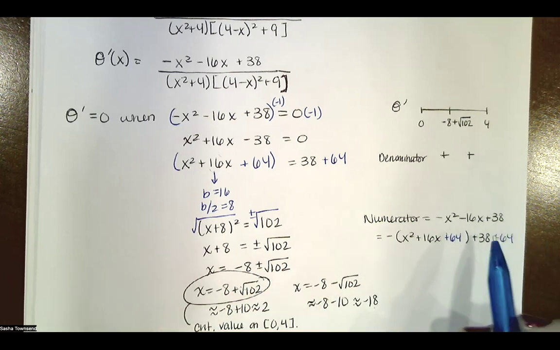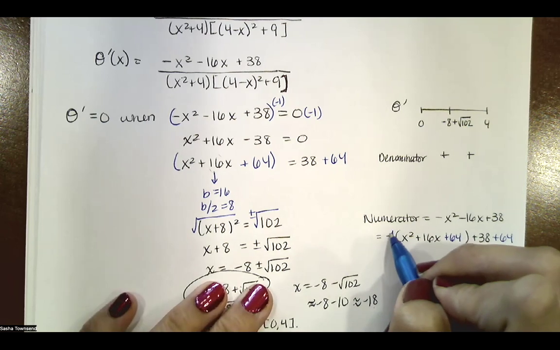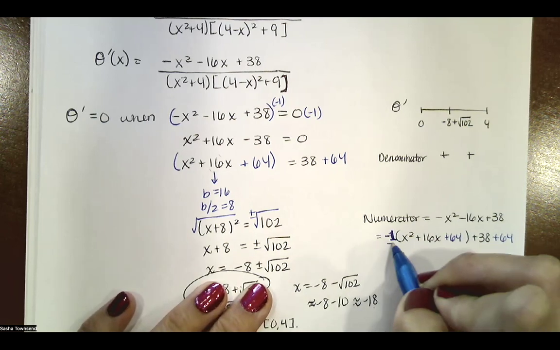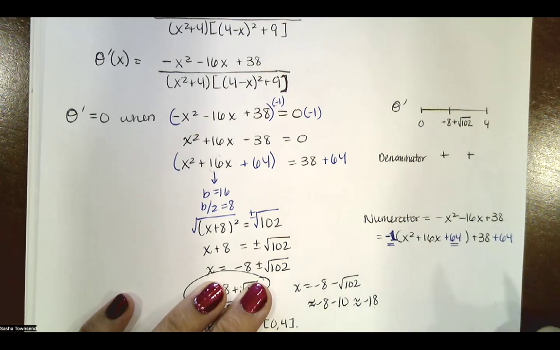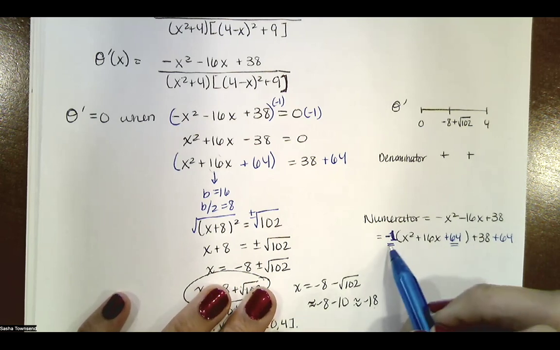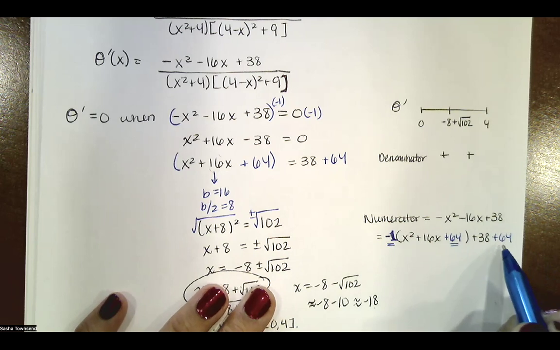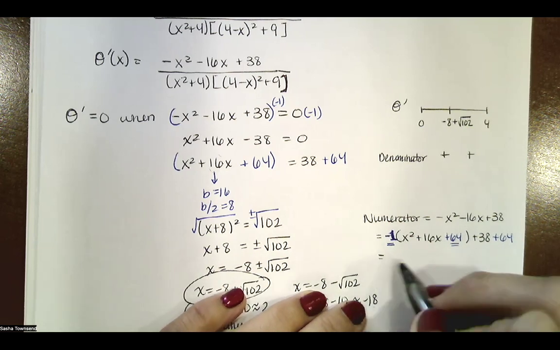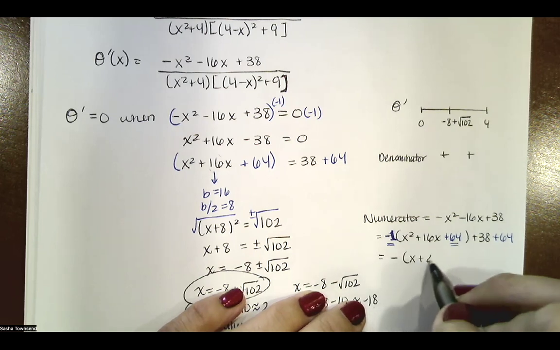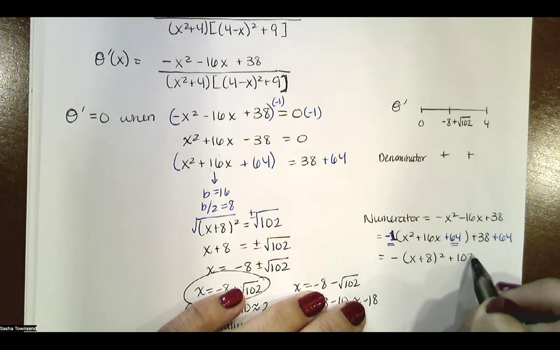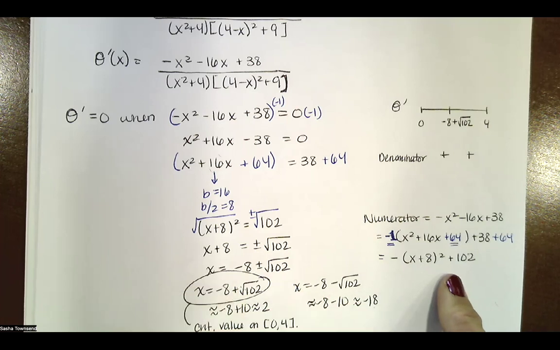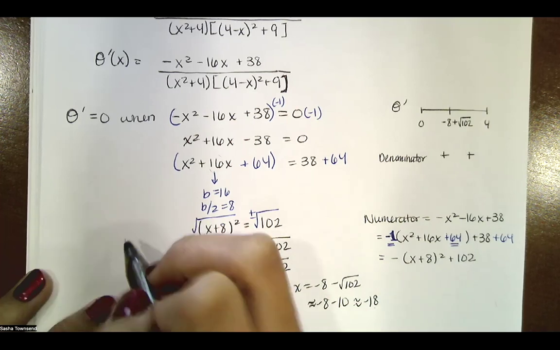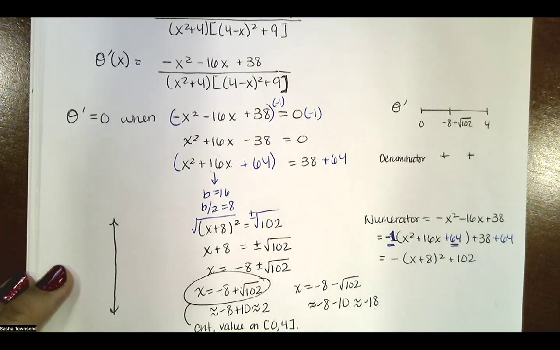I know it doesn't look like adding a well-chosen 0, but we actually did add a well-chosen 0 because of that negative 1. We've got a negative 1 times 64 that we were adding. So to compensate for adding negative 1 times 64, we need to add positive 1 times 64 to compensate. So the numerator is actually negative 1 times x plus 8 squared plus 102. And that is just an upside down parabola. And the graph of that looks like this.